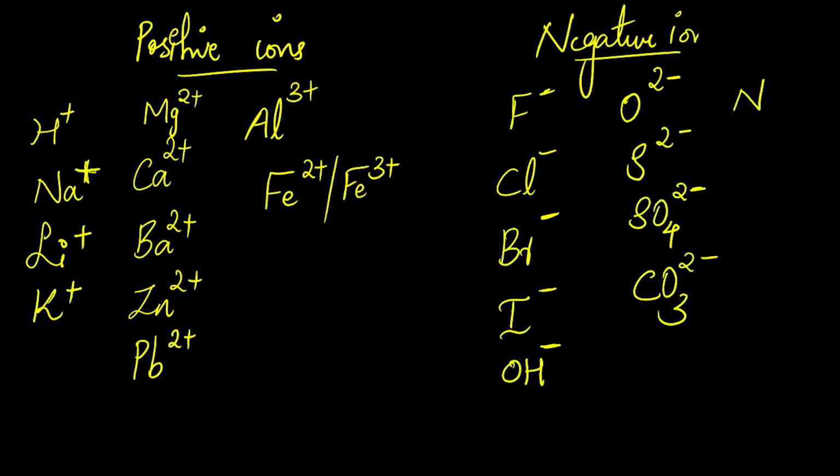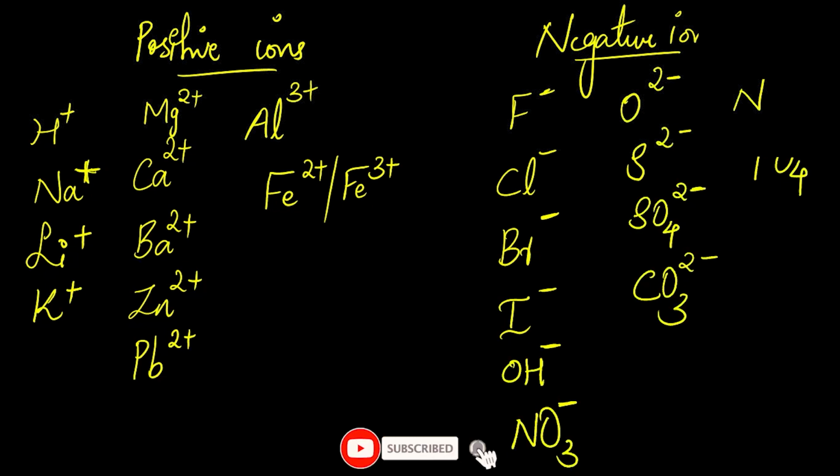Then nitrate is NO3 minus. Then phosphate is PO4 3 minus. Okay. At least these ones you have to keep in your mind. Okay. So it will help you in balancing. I'm definitely sure about it.